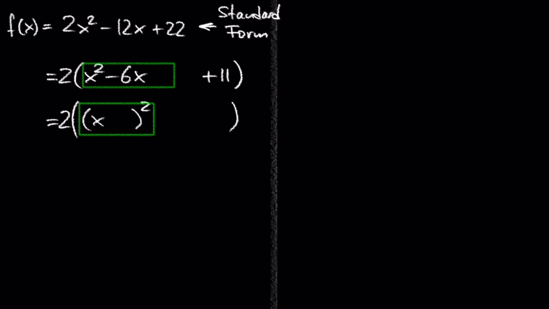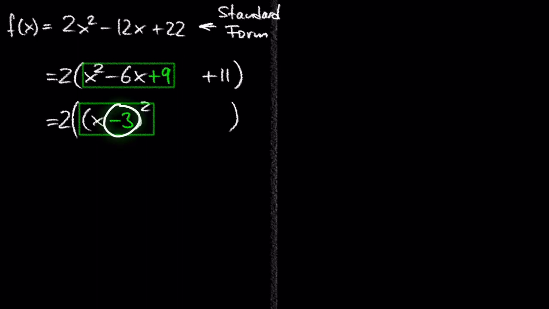This looks complicated, but is very simple when you know how to do it. It's always the same. We just take the half of the coefficient of x and put it in this spot. So the half of negative 6 is negative 3. And negative 3 squared is 9, which comes in this spot.